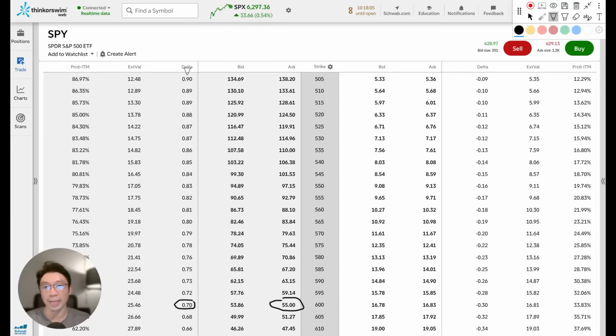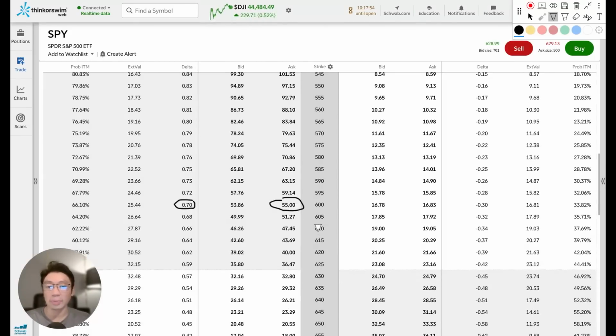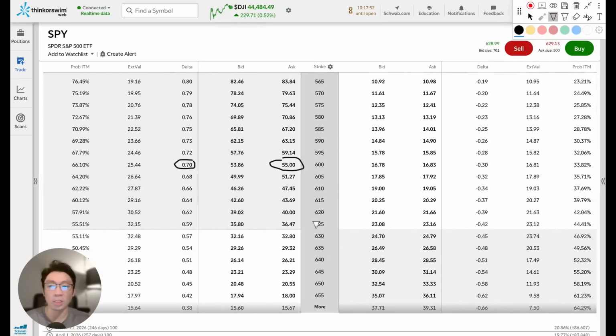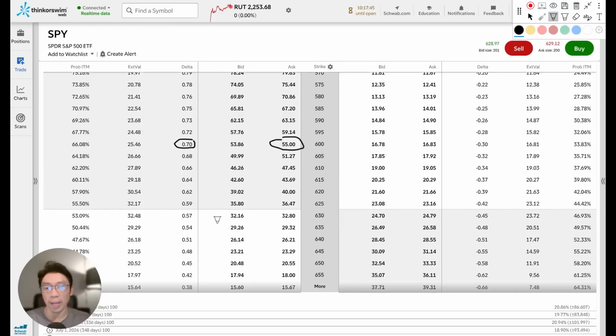So if I was to go to 90 delta, you can see that this is about $138 on the ask. So this is going to be more than 2 times the cost of the 70 delta. And 70 delta, I would say, is the lowest delta you want to go, because any lower than that, the extrinsic value is going to start to increase, where it's going to pretty much be all extrinsic value in your options.